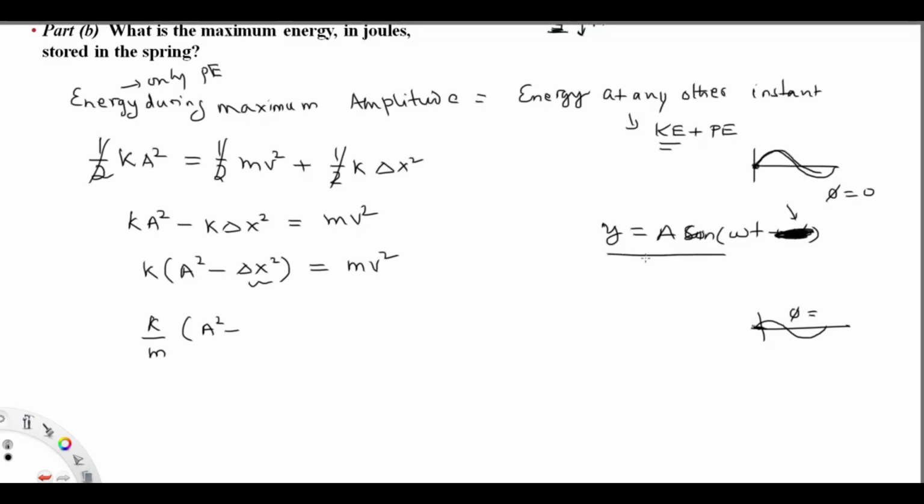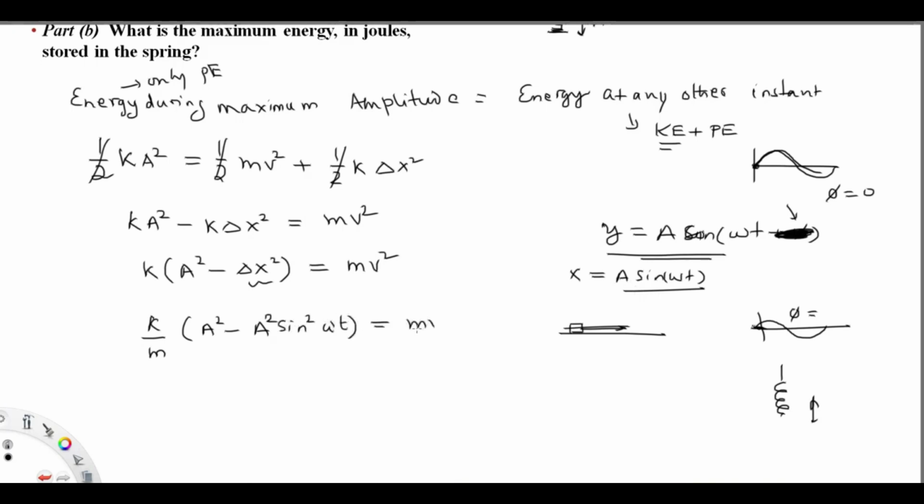So this is the displacement, and this y is the vertical displacement, when it's moving up and down. But in some cases the spring may also be moving back and forth, right and left. In that case, instead of y, we just write x. So x equals A sine omega t. Okay, so we can replace our delta x by that A sine omega t. So A squared minus delta x squared is A squared sine squared omega t.